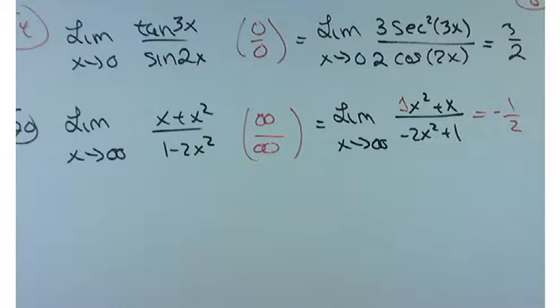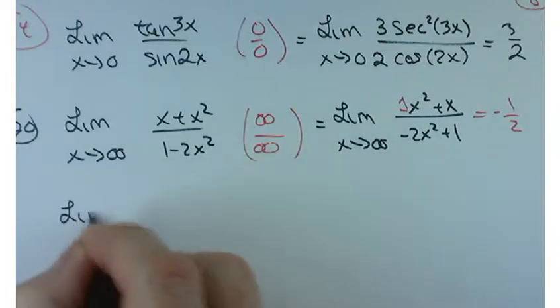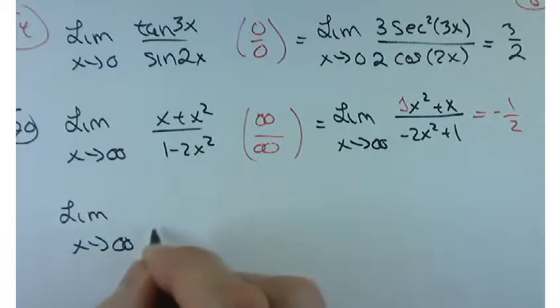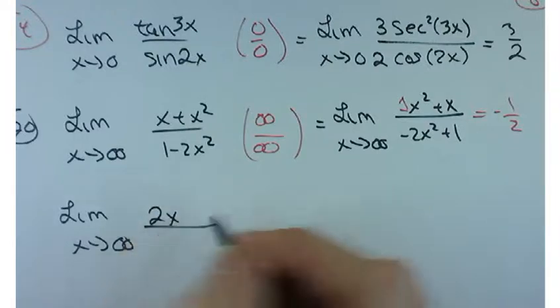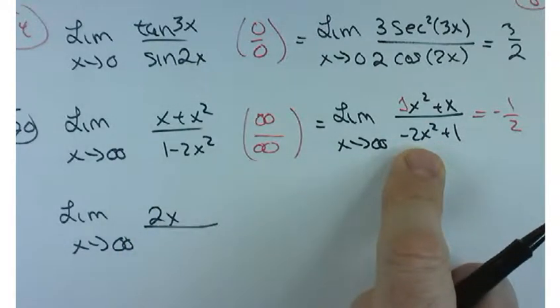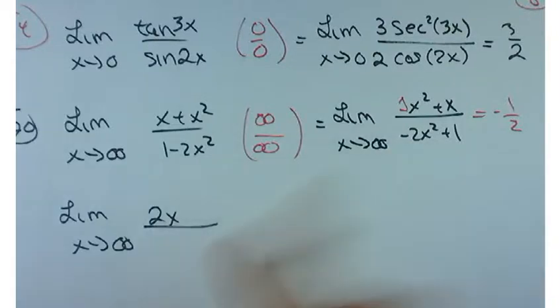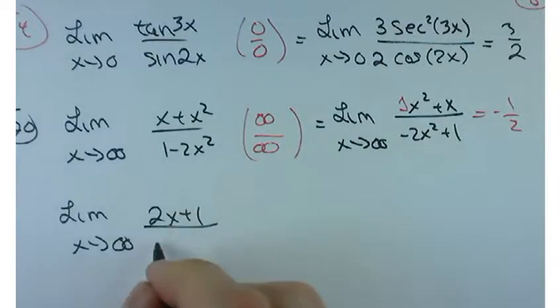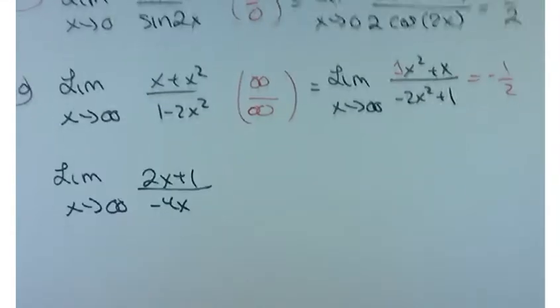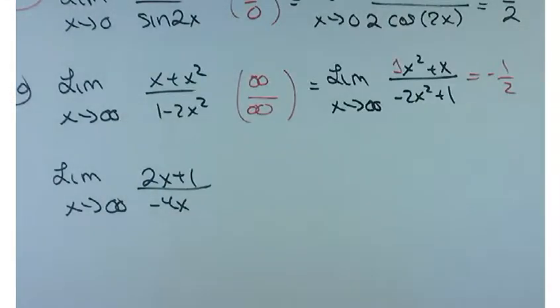Let's also do it a different way. Let's also apply L'Hopital's rule. So, in the numerator, when I apply L'Hopital's rule here, what would I get? Just 2x, good. And in the denominator, 2x plus 1, thank you. Negative 4x, good. Now I can't quite cancel here yet, can I?